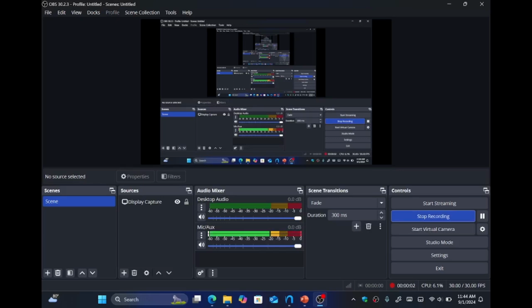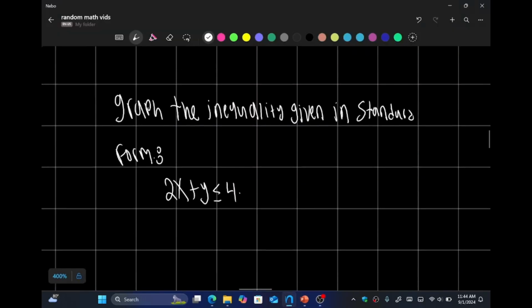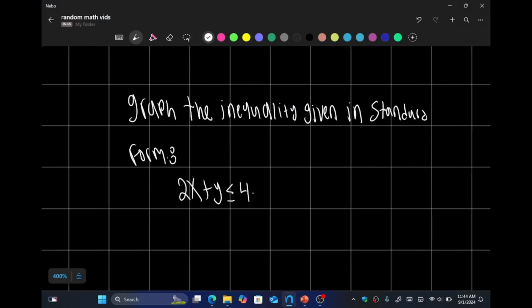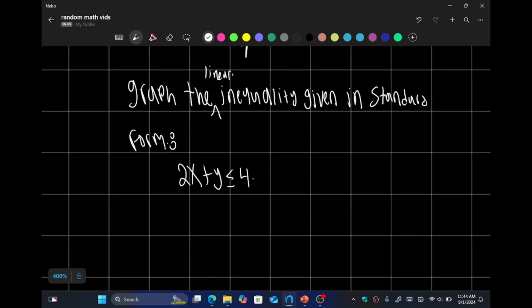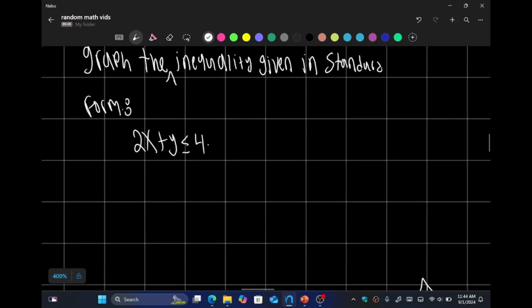Alright, so hi guys. So I want to do another example involving how to graph a linear inequality in standard form. So this time I just want to go ahead and do this, I guess this is an easier problem. So we have 2x plus y is less than or equal to 4. So notice this time, guys, that it actually has a less than or equal to, and this is going to be a solid line and not a dashed line.